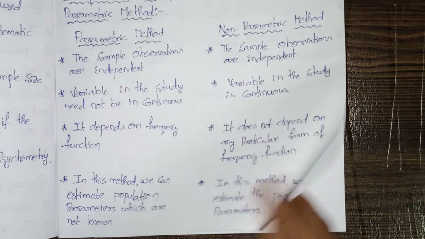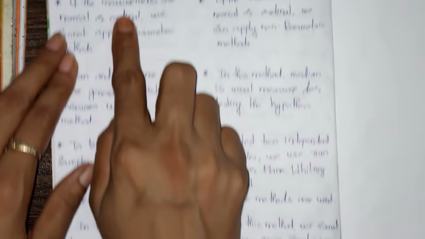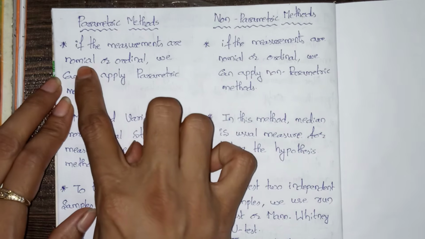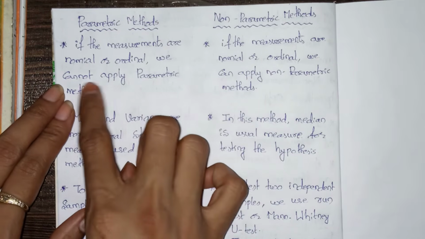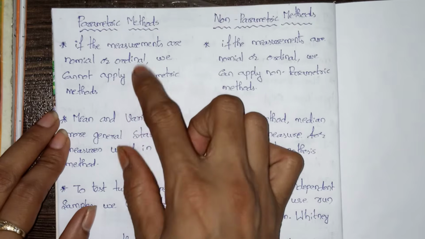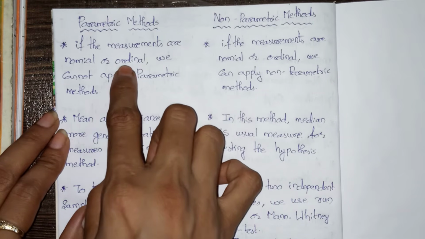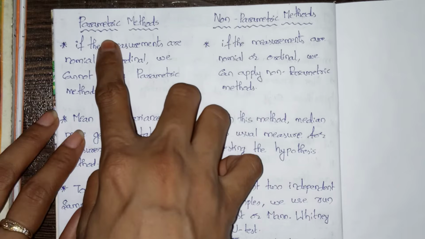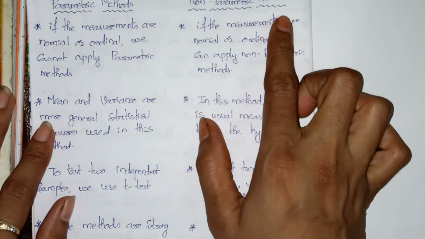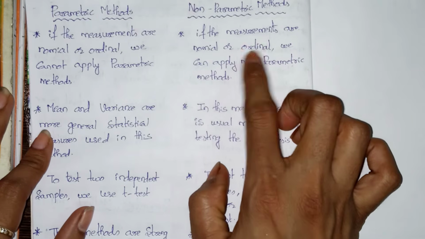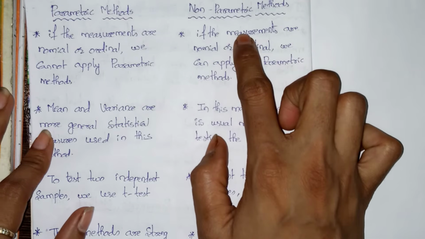Next point is, if the measurements are nominal or ordinal, we cannot apply parametric methods. Here if the measurements are nominal or ordinal, we can't apply this parametric method, but in non-parametric methods we can apply. So if the data is nominal or ordinal, we can apply the non-parametric method.